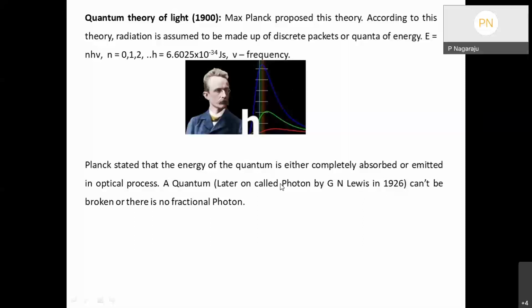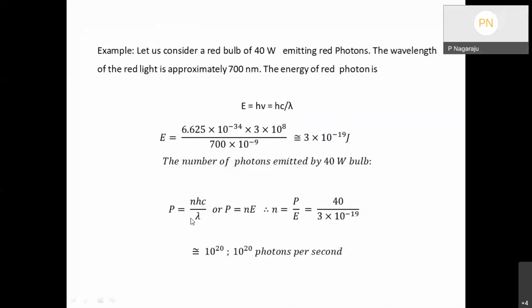During 1900, it was only called quantum. And this quantum cannot be broken; there is no fractional photon. For example, if we take a red bulb of 40 watt emitting red photons, the wavelength of the red light here, I am taking approximately 700 nanometer. The energy of the red photon, you can write it as E is equal to h nu, that is equal to hc by lambda, because nu is equal to c by lambda.